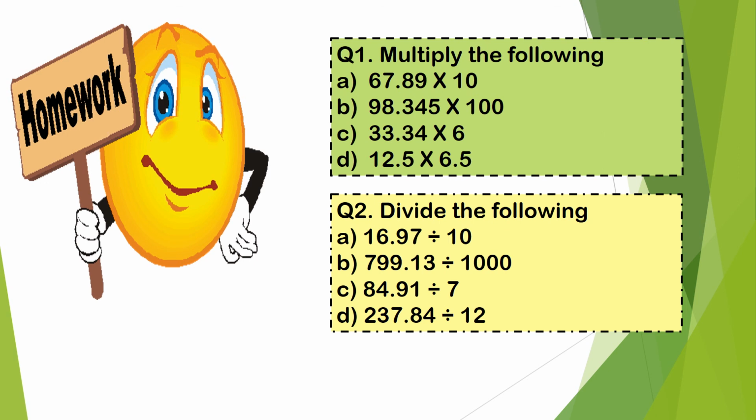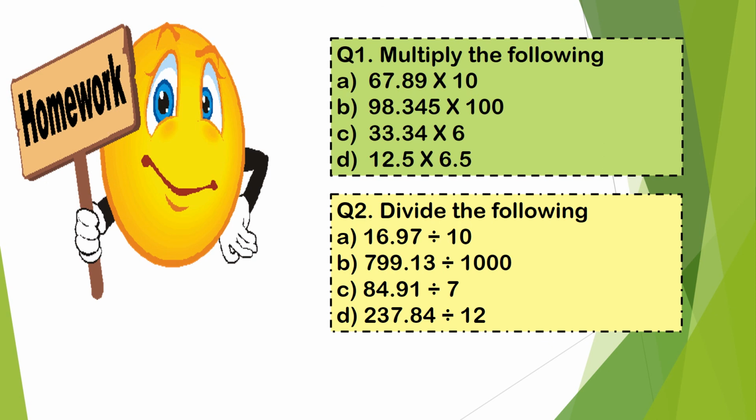Now a few questions for homework. You have to just practice these questions. Multiply the following. Remember the points which we have discussed. When you multiply by 10, 100 and 1000, accordingly you will write the answer. And in these two questions you have to multiply 33.34 into 6 and 12.5 into 6.5. One is a decimal number and a whole number, one is a decimal number and a decimal number. So according to the examples we have discussed, remember, and then do these questions.